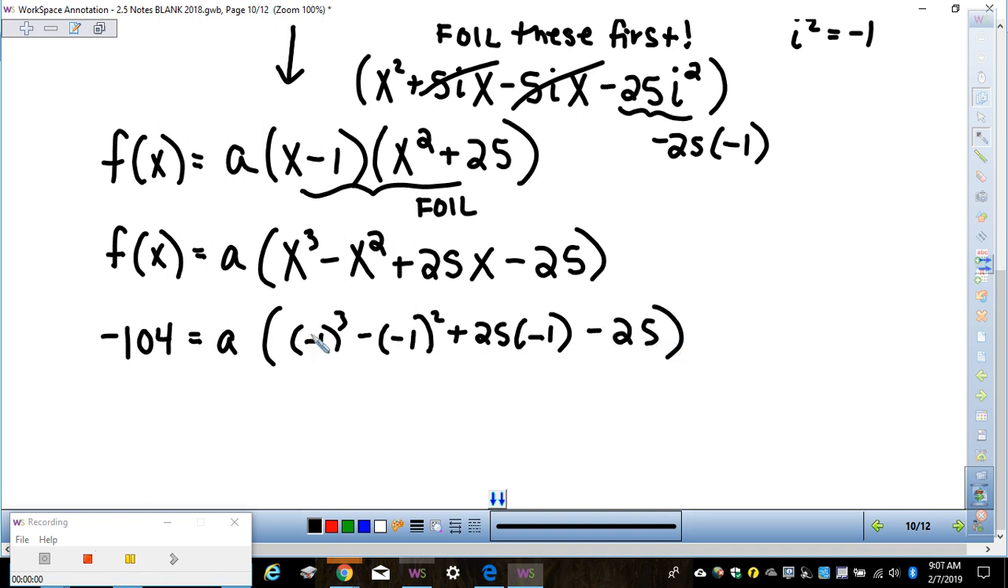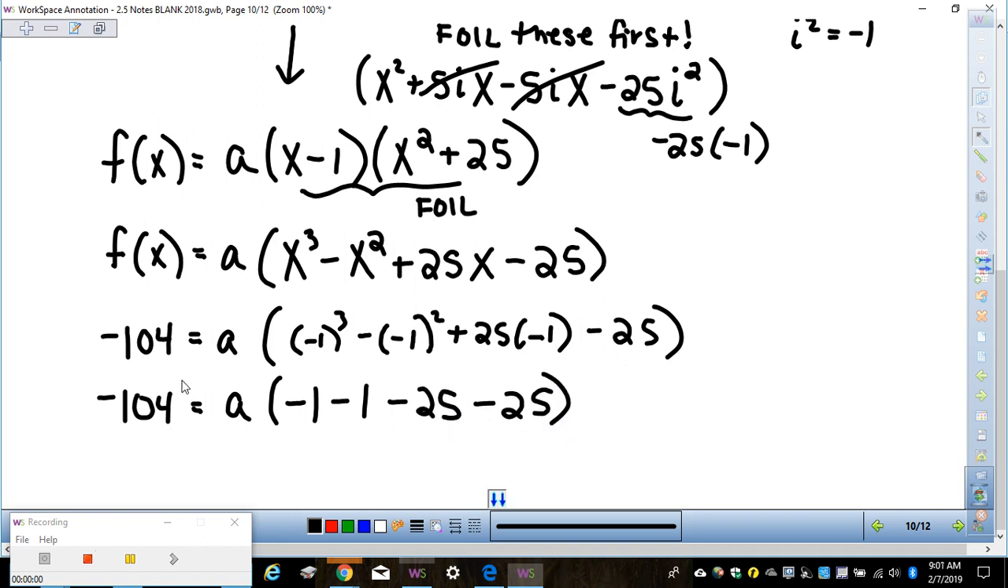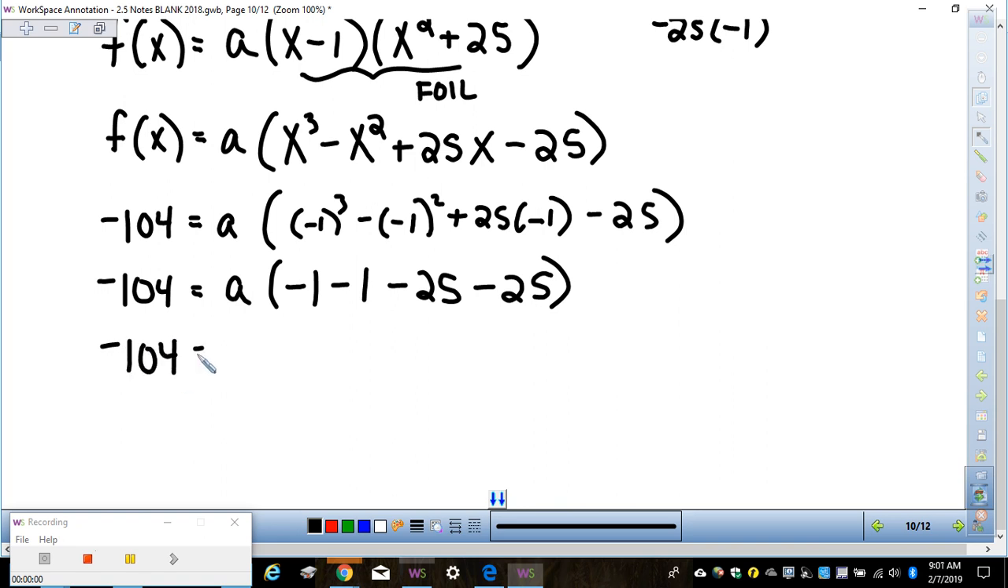So again, we just plugged in negative 1 for x. The function value should be negative 104. And what's nice about this statement here is now the only variable is a. So this is going to allow us to solve for a. So if we have a negative number to an odd exponent, the result is going to be negative. We'll bring down the minus sign. This part here, a negative number to an even exponent, result is going to be positive. Then we've got minus 25, minus 25. So altogether, this ends up being negative 52.